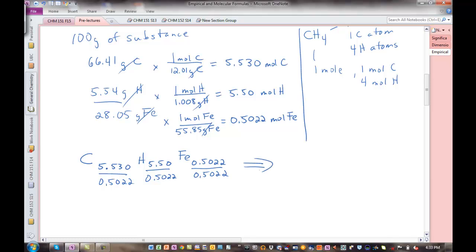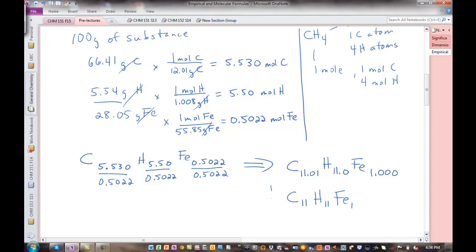Okay? And what does that get us to? Gets us to C 11.01, hydrogen 11.0, and iron 1.000. Wow, that's pretty close to whole numbers. Now, there's going to be some experimental error in the process. This actually turned out really good, surprisingly good. Okay, so 11.01, we can round that to 11, hydrogen 11, and iron is 1.